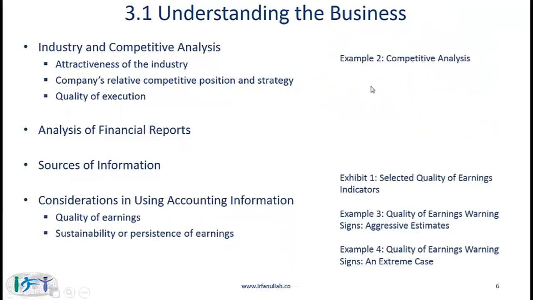There are several useful examples and exhibits. I'd suggest that you go through them if you have time. Example 2 deals with a competitive analysis related to the oil field services. I don't think there is anything overly new here that you will not see in other readings, so do this if you have time. And then Exhibit 1 deals with selected quality of earnings indicators. So what are the warning signs that you need to look at? I'm not covering this here because this same material is covered in FRA.